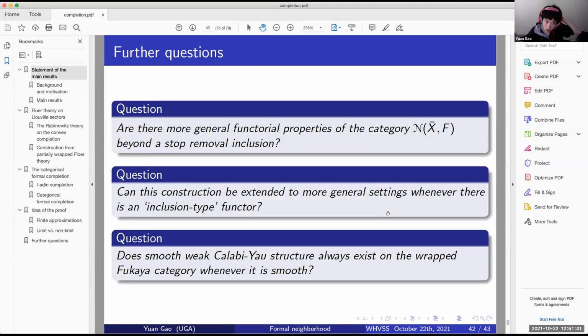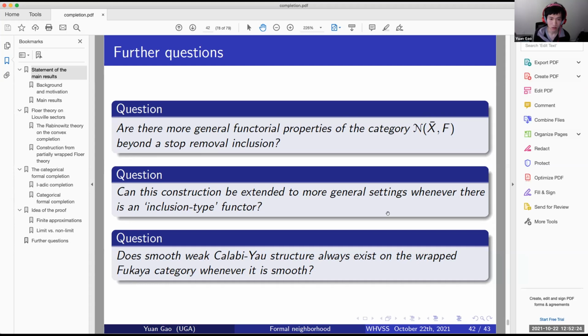Okay. So finally, I want to discuss some further questions on this. So we have mentioned there are pushforward functors for these categories. You can remove some components of the stop. Or you can even consider some kind of Liouville subdomain in F, and then there's also a pushforward functor like that. But we haven't discussed whether there are pushforward functors for general inclusion of Liouville sectors. That's some question you can ask.